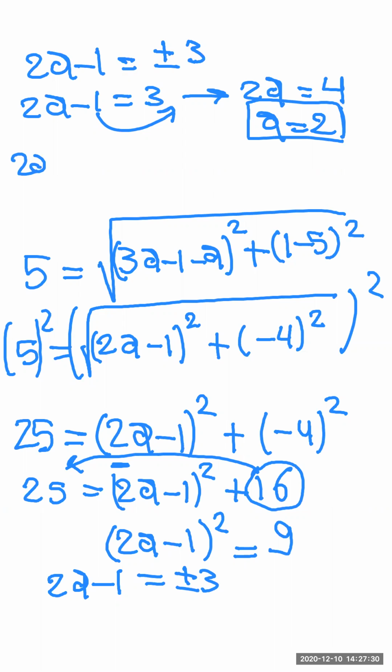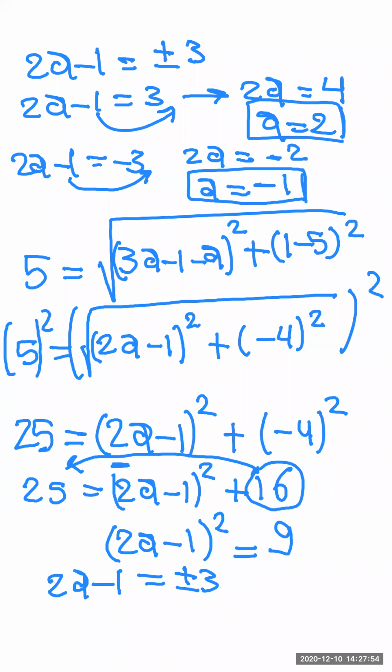Otherwise, if 2a minus 1 equals negative 3, in this case 2a will equal negative 2, shifting the 1 to the other side. So a will equal negative 2 over 2, which is negative 1. So a will equal 2 or negative 1. Are we clear about this one, guys? Yes. Okay. One more example.